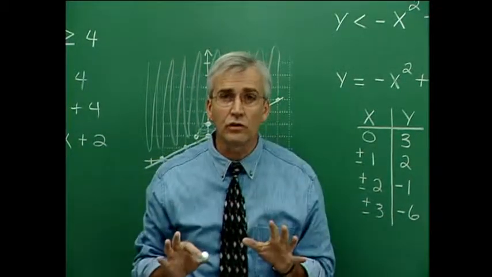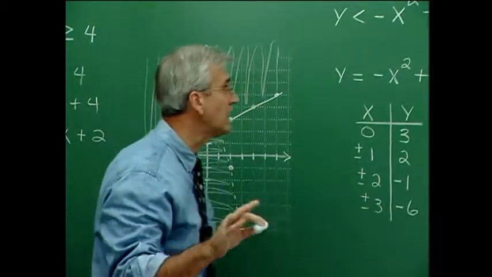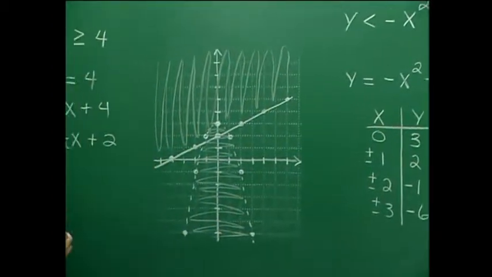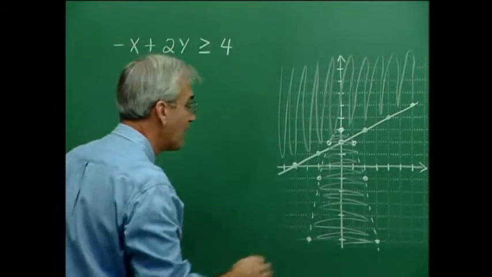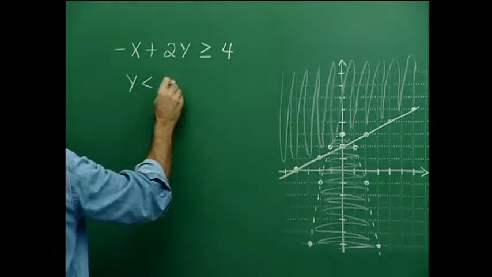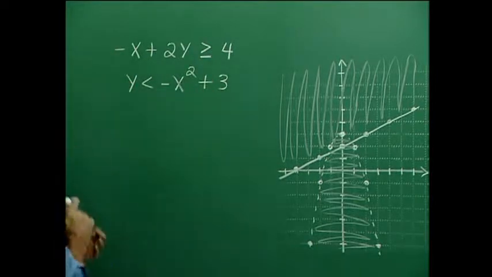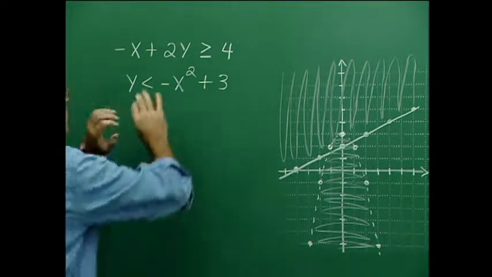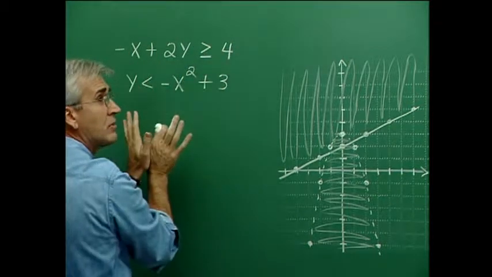What if we consider the notion of using the two inequalities at the same time? What if we want solutions to a system of inequalities? Now, the system would be, let's see, this inequality that we started with over here, and also the one that we graphed from over there. The other inequality would be y is less than negative x squared plus 3. Consider this system of inequalities. What are the solutions to this system of inequalities?